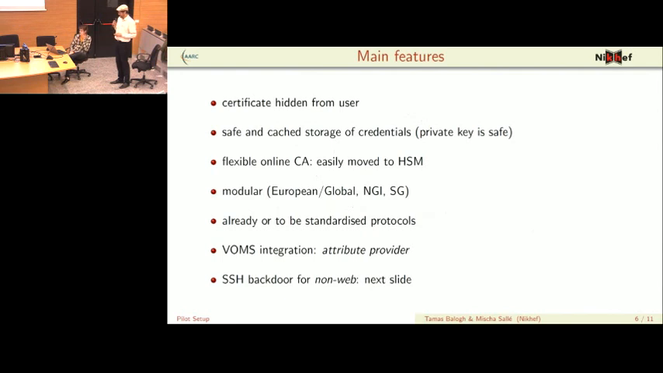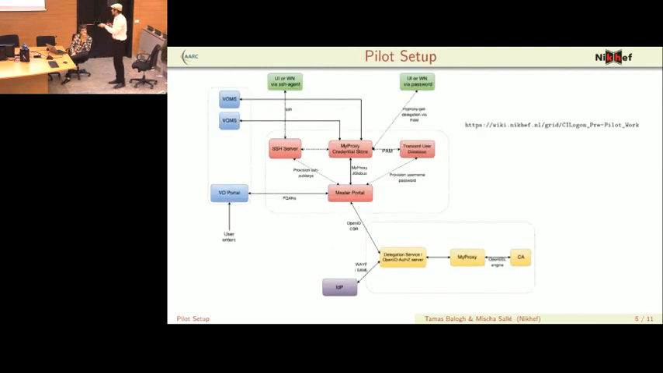The online CA is very flexible. You can easily move it to an HSM, or you can replace it with all kinds of things. We have a very modular setup. The yellow bits would typically be a central service within Europe, or perhaps even globally. The red bits here would typically be run by an instance like EGI, or be a national setup. And you could have these bits be basically completely independent of that, as long as there's some trust relation between those two. So that gives it a very modular setup.